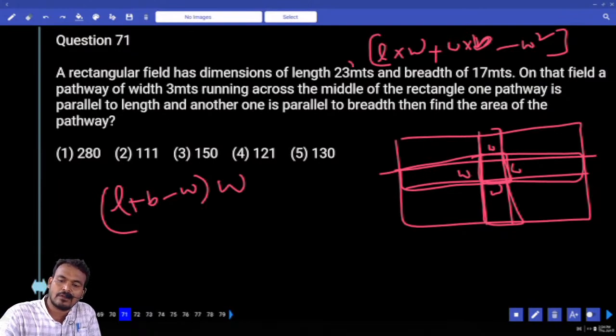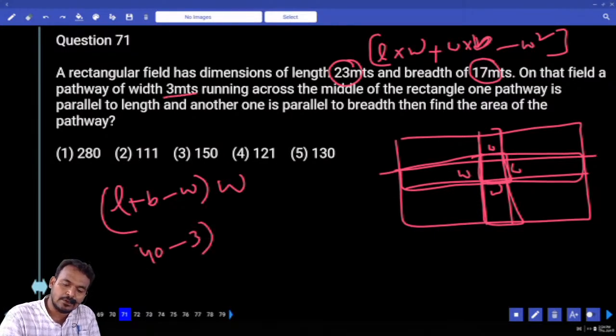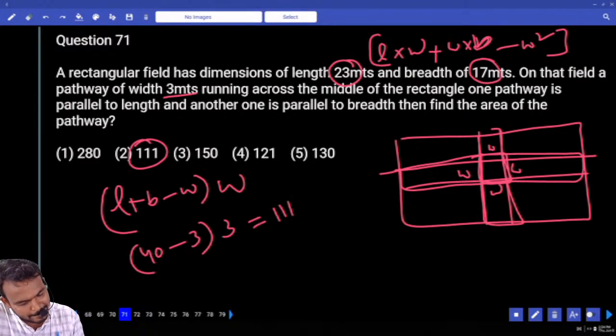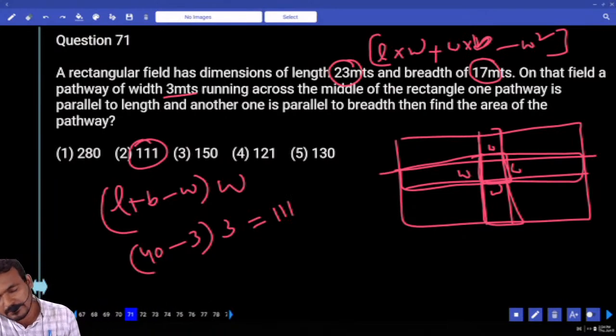What is the L value given? 23. What is the B value? 17. Total it is 40 minus the width value, 3 meters into 3. 40 minus 3, 37 into 3 means 111. In the Arithmetic book, question number 29, areas topic.